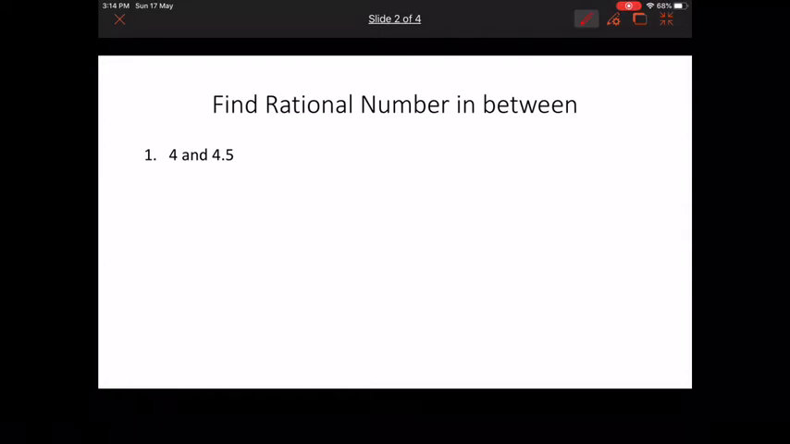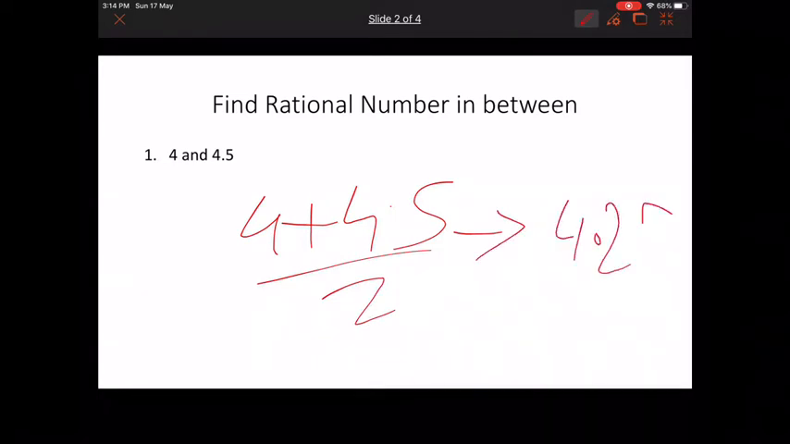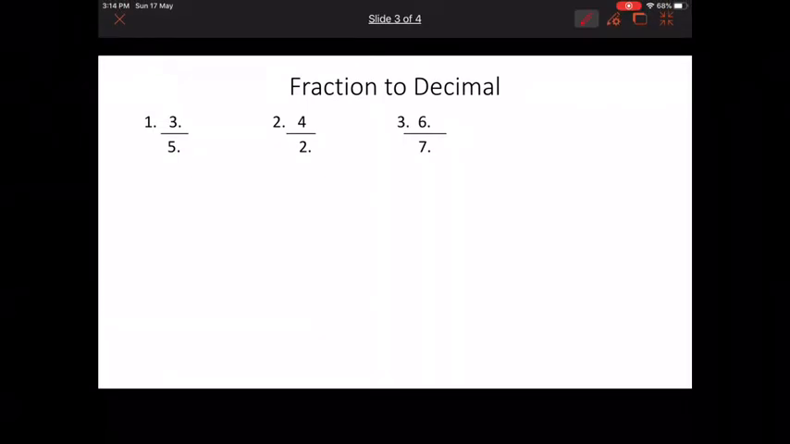This is very easy. They can ask how many ever. They can ask 10 rational numbers, 5 rational numbers between two numbers. You can either divide, that means you can do (4 + 4.5) by 2 to get a number which would be 4.25, or you can just write random numbers like 4.1, 4.2, 4.3, 4.4, like that. It's very simple. After that, fraction to decimal.